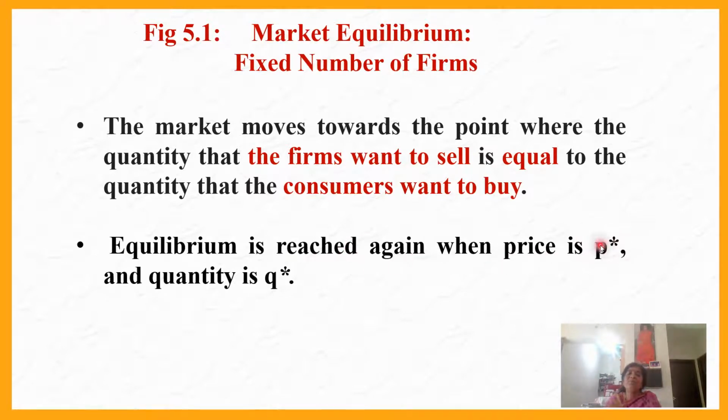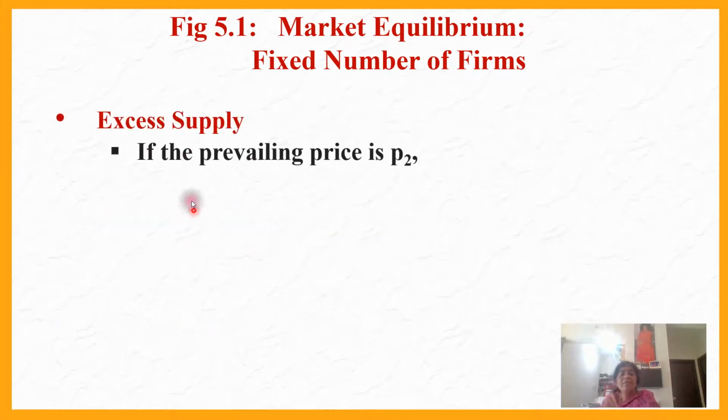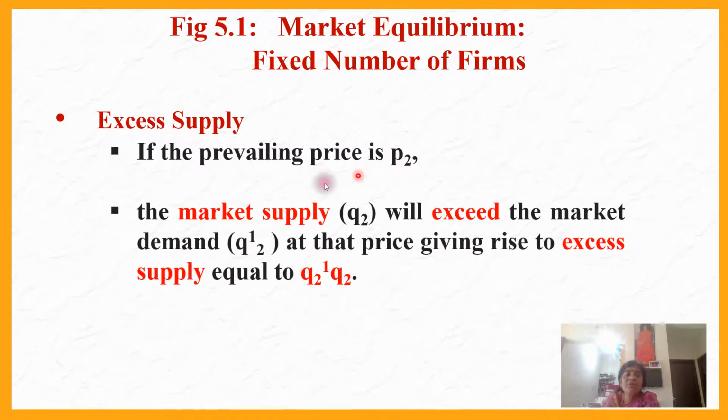What is the equilibrium price? P star. And what is the equilibrium quantity? Q star. And excess supply. When there is an excess supply, what will happen? We have seen the price that gives excess supply, that is P2, a price greater than the equilibrium price. What will happen at that price? Market supply Q2 will exceed the market demand Q2 dash, at that price, giving rise to excess supply.